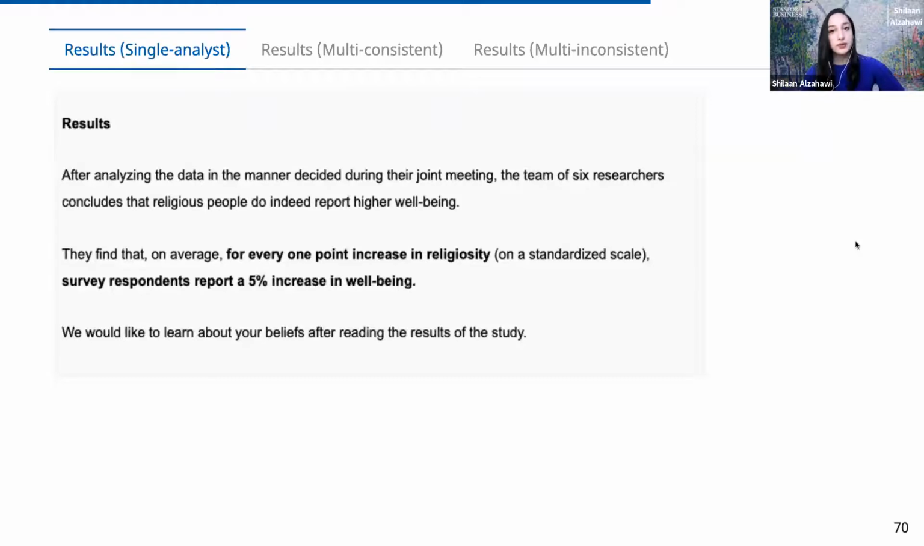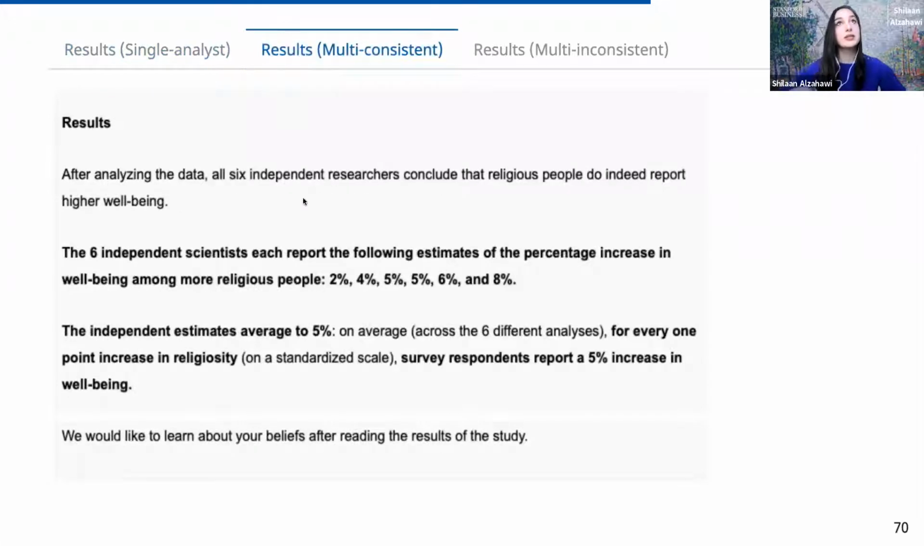So then we move on to informing participants about the results. In the single analyst condition, we tell them that the single team of researchers concluded that religious people do indeed report higher well-being, and their specific estimate, they found that on average, for every 1 point increase in religiosity, survey respondents report a 5% increase in well-being. In the multi-consistent condition, we have the exact same sentence regarding their conclusion and their estimate, but in this case, it's an average. And they are also given the independent individual estimates of all 6 independent researchers.